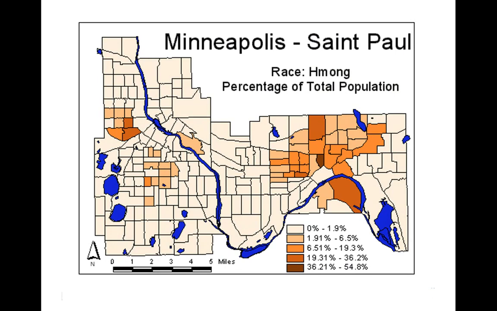This map shows a map of Minneapolis and St. Paul. The darker the neighborhoods or the darker the areas are, the higher the percentage of Hmong population. Notice that St. Paul has a higher Hmong population than Minneapolis. This is due to an already established Hmong presence in St. Paul.